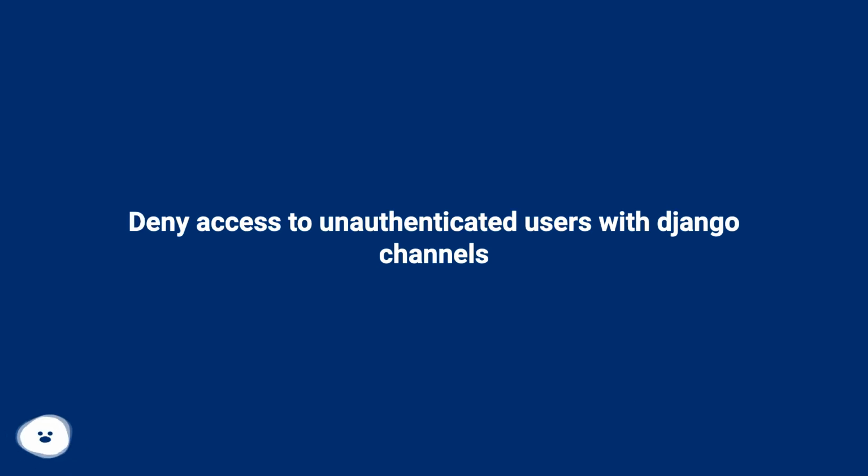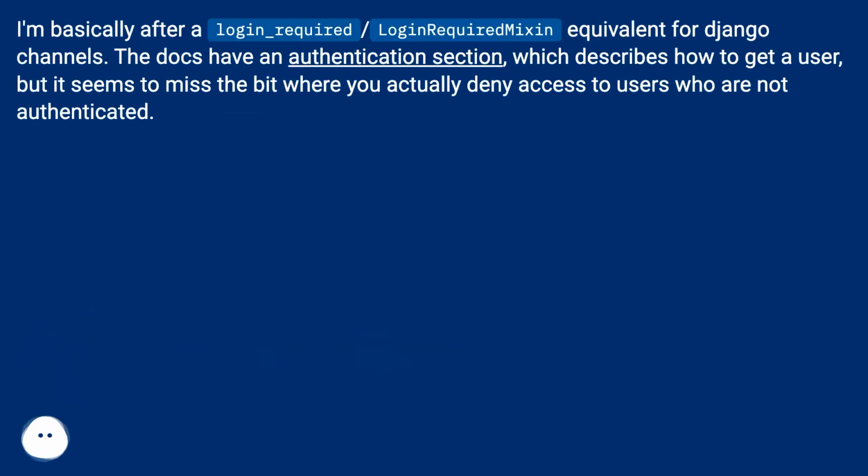Deny access to unauthenticated users with Django Channels. I'm basically after a login_required / LoginRequiredMixin equivalent for Django Channels. The docs have an authentication section, which describes how to get a user, but it seems to miss the bit where you actually deny access to users who are not authenticated.